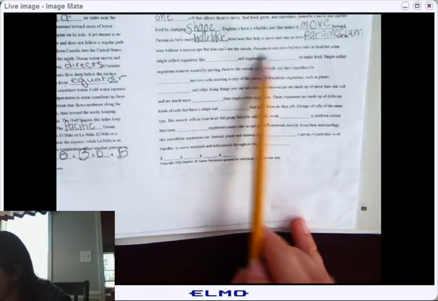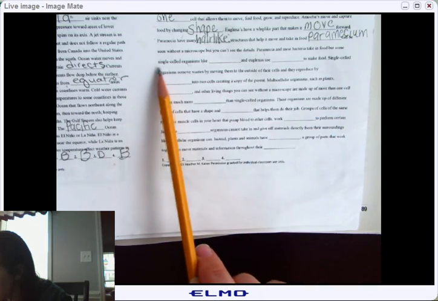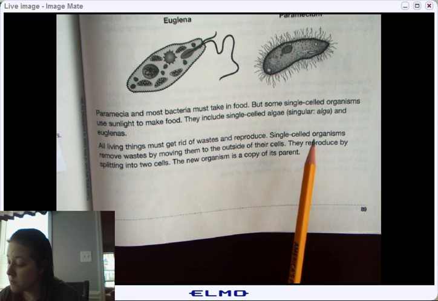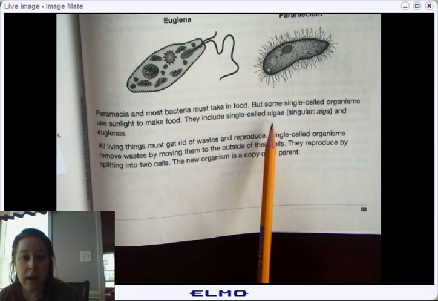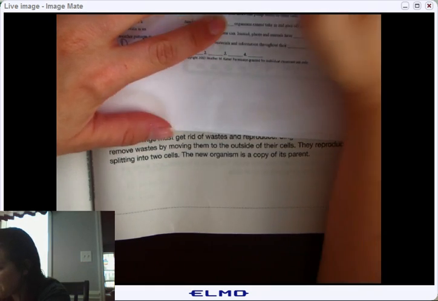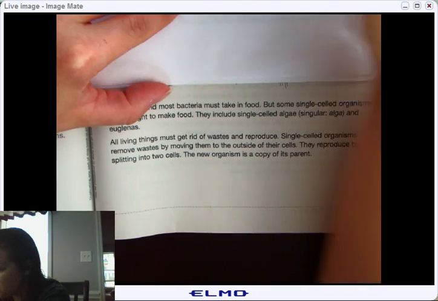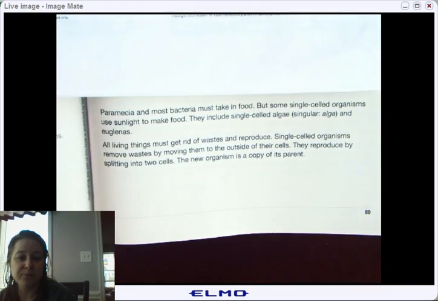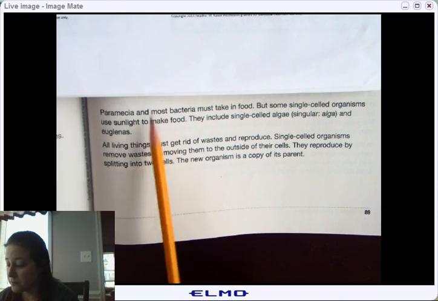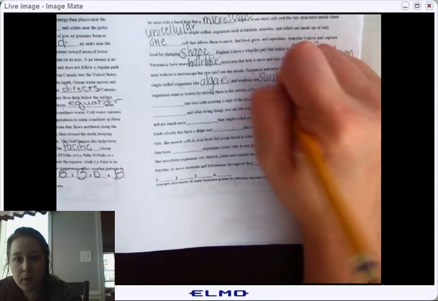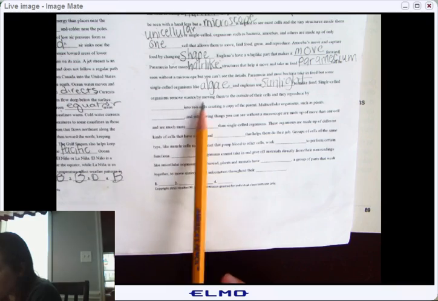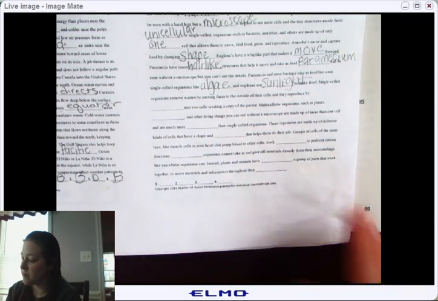So, right here, paramecium and most bacteria take in food, but some single-celled organisms like, what does it say? Algae, A-L-G-A-E, and euglena use what to make food? What do they use? Sunlight. Single-celled organisms remove waste by moving it to the outside of their cells and reproduce by splitting.